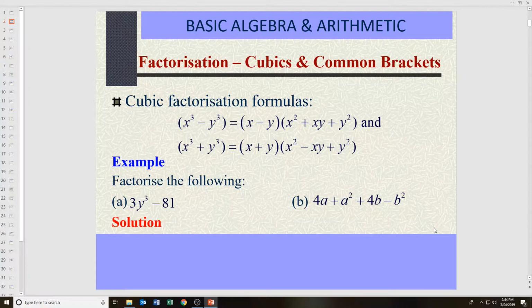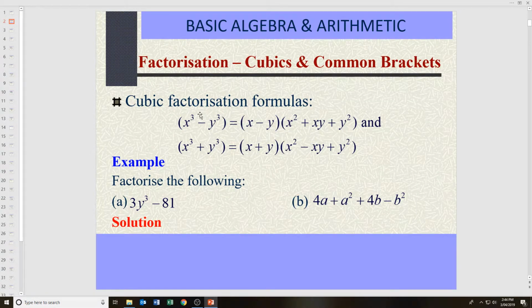There are two formulas that involve cubic factorization, one being x cubed minus y cubed and the other one being x cubed plus y cubed. And x cubed minus y cubed factorizes into x minus y times x squared plus xy plus y squared, and the x cubed plus y cubed factorizes into x plus y, x squared minus xy plus y squared. Now these two formulas have a lot in common, but then there are distinct differences as well, essentially in the signs.